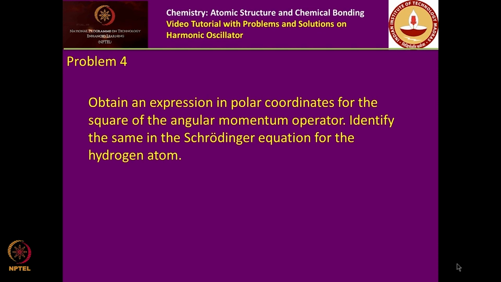Identify the same in the Schrodinger equation for the hydrogen atom. The second step is very important. In fact, precisely the angular term is nothing but L square by 2I, where I is the moment of inertia for the electron in the hydrogen atom. And that L square operator is what we are going to get through this problem.